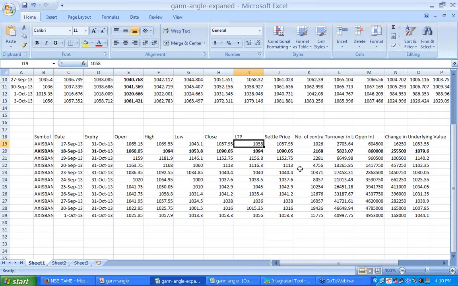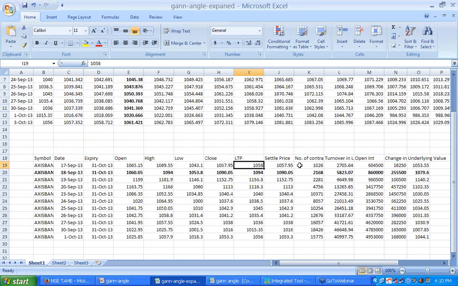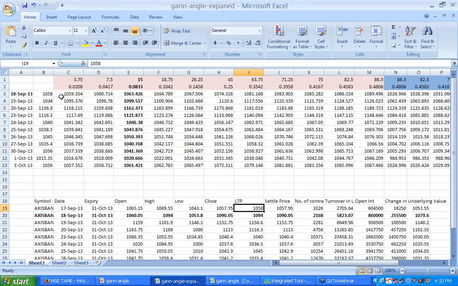I am going to draw this same Gann angle with the last traded price. The last traded price on the 17th is 1058. The levels we will be calculating will be valid for 18th September.